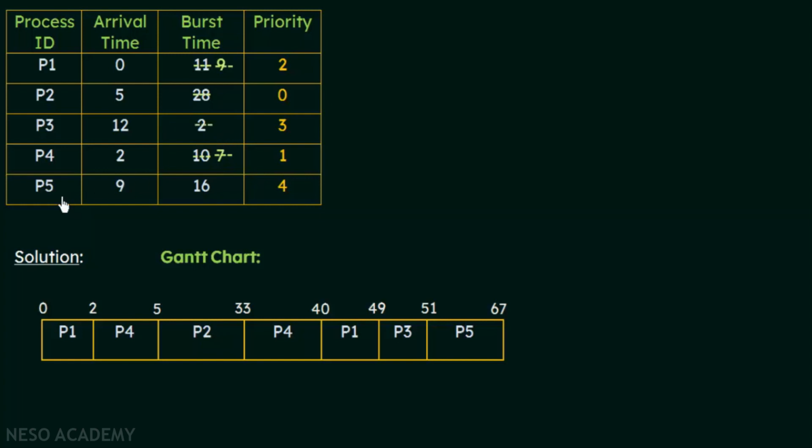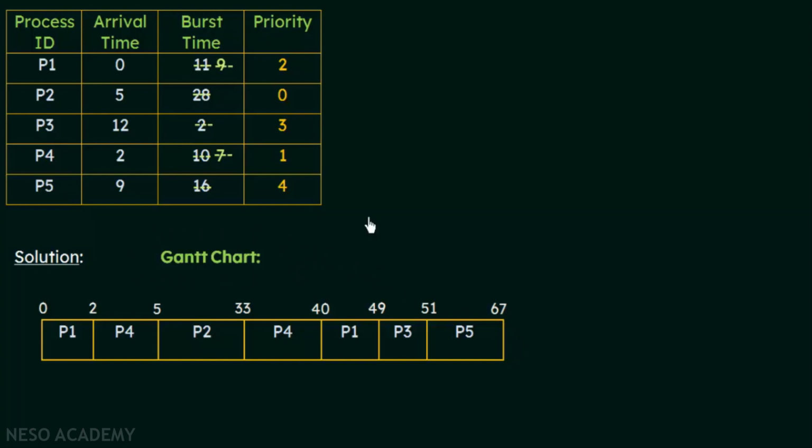Now the only remaining process is P5. So P5 will finally get the CPU when P3 releases it at the 51st millisecond. So P5 gets the CPU, and how long will it execute? It will execute for 16 milliseconds. So P5 executes from 51 plus 16, that is up to 67 milliseconds. So P5 executes up to the 67th millisecond, and at this point all the processes have completed their execution. So this is how we form the Gantt chart for a set of processes that follow preemptive priority scheduling.